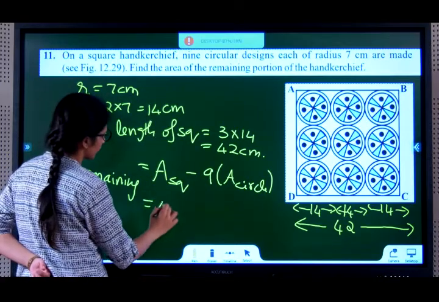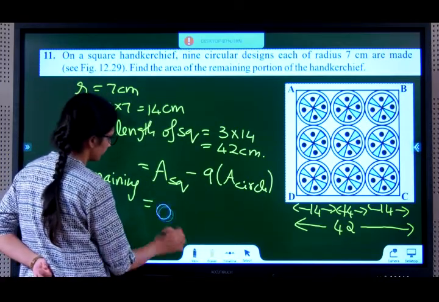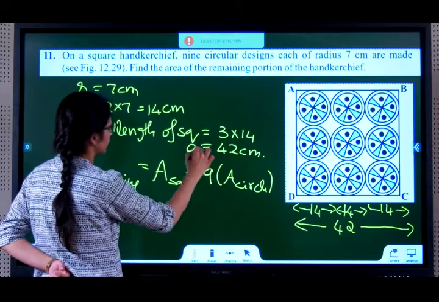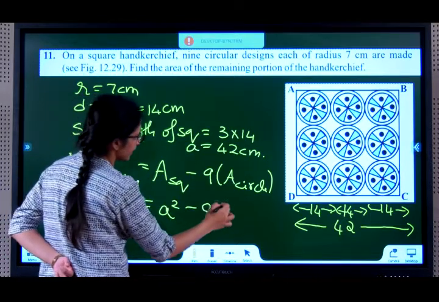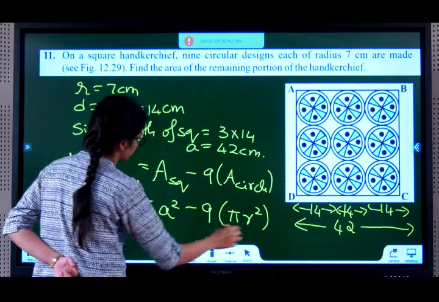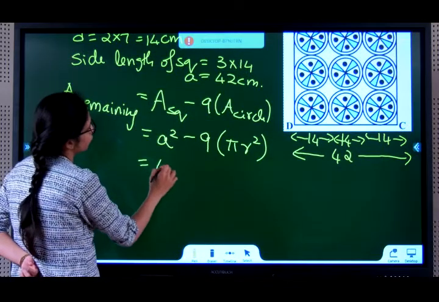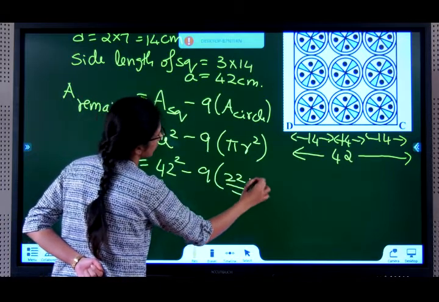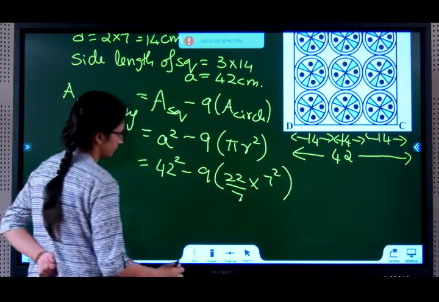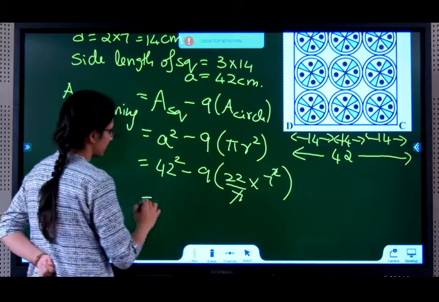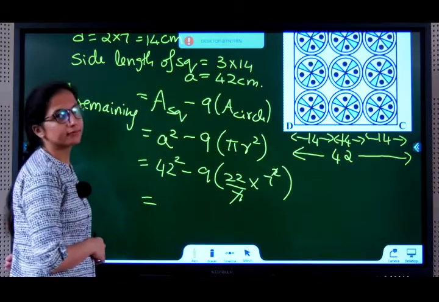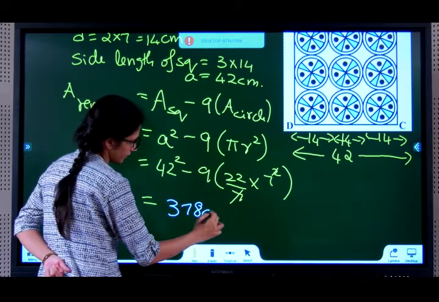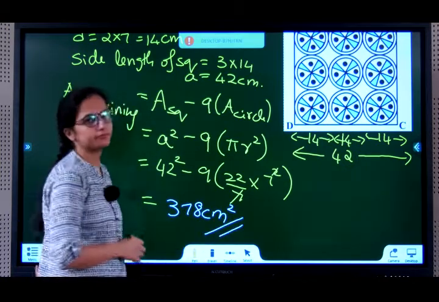Area of square, let's call this as a, a square, minus 9 into pi r square. 42 square minus 9 into 22 by 7 into 7 square. 7 and 7 cancel. On solving this we get 378 centimeter square.